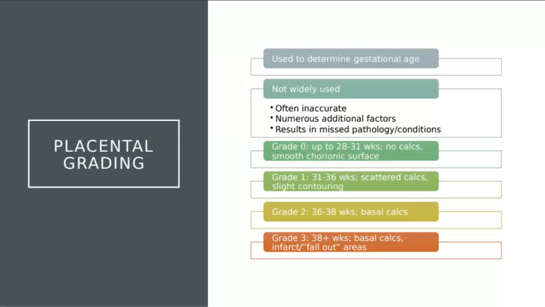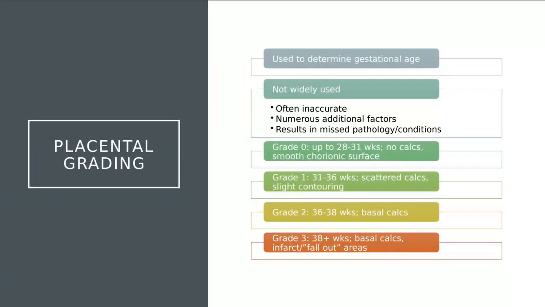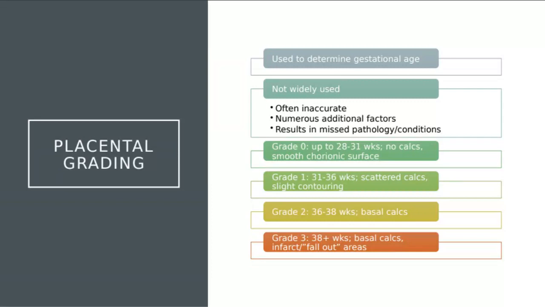It's often very inaccurate because, like we said, the factors that the placenta is exposed to can really affect how that placenta is going to work, function and look on ultrasound. So we grade it typically from 0 to 3. Basically, the further up in grading we get, the further along that gestational age is. We're looking to see, are there calcs? Are there not calcs? What do those calcs look like? Is there anything else going on in the placenta?